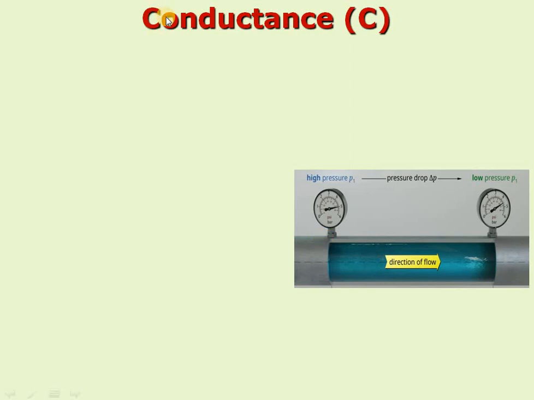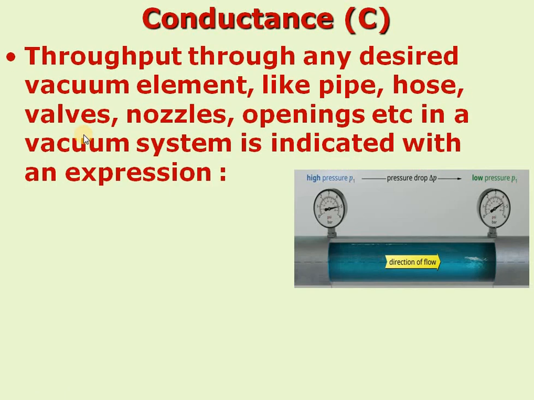In electrical engineering, we usually define conductance and resistance of a wire. In a similar way, we have conductance of pipes, because gas is flowing through them. Different pipes offer different types of resistance depending on the geometry of the pipe and the surface characteristics of the interior wall surface. So how is it defined? It is defined like this.